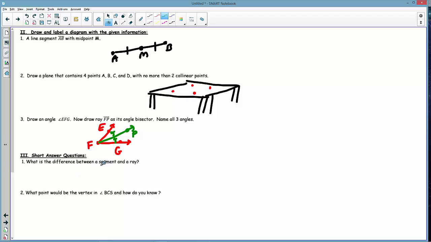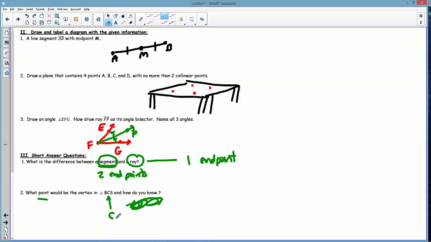Okay, what's the difference between a segment and a ray? A segment has 2 endpoints. And a ray only has 1 endpoint. And a segment has a finite length, meaning you can actually measure the length of it. A ray is infinite in length. What point would be the vertex in angle BCS? It's always the middle. It's always the middle angle. They want the point, my bad. What point would be the vertex? So it's just point C.